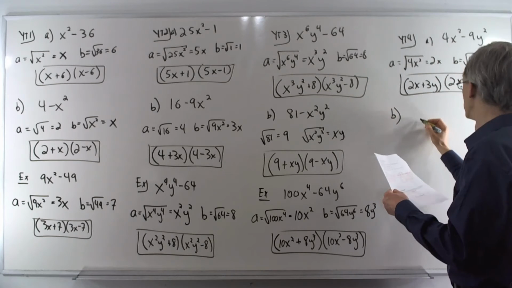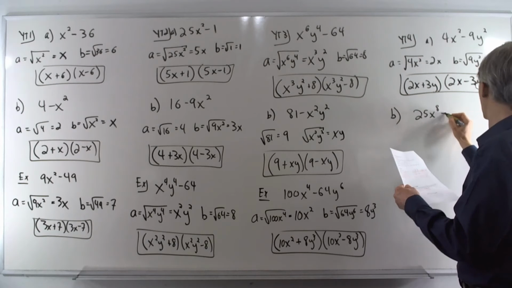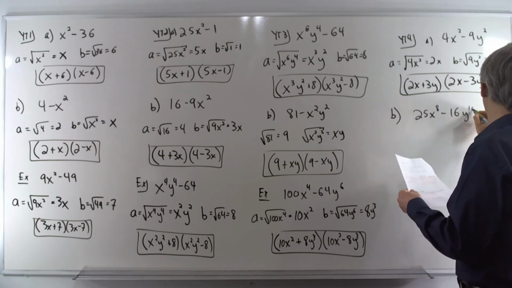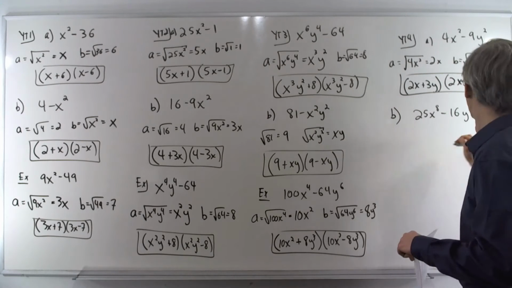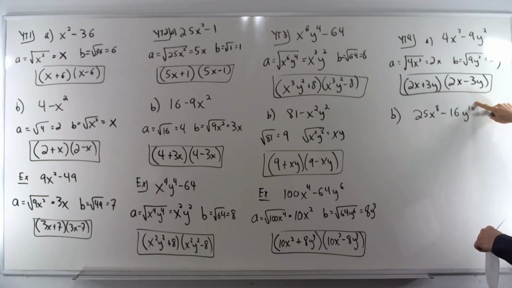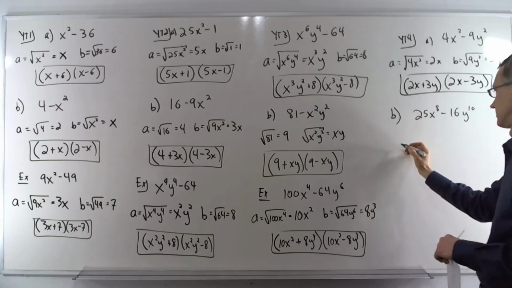Part B. (25x to the 8th minus 16y to the 10th). Okay, all the exponents are even, so those are perfect squares. 16 and 25 are both perfect squares.